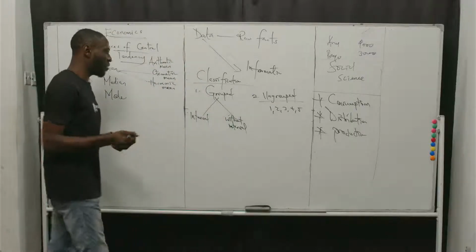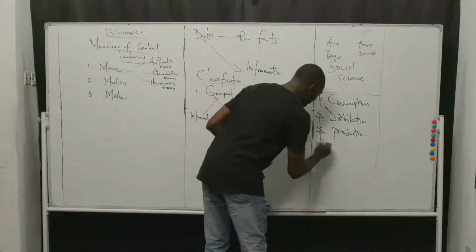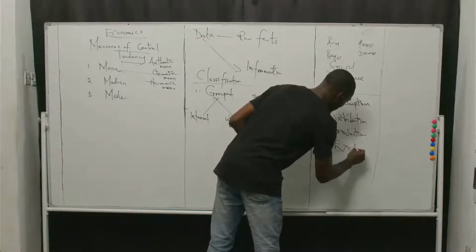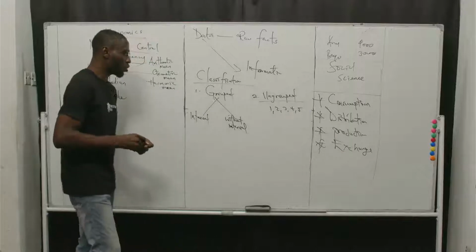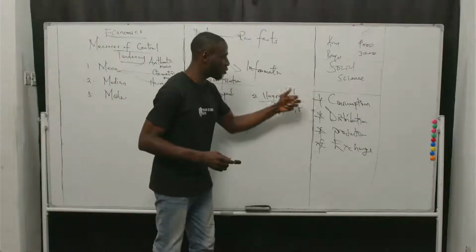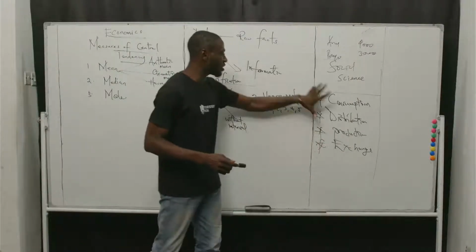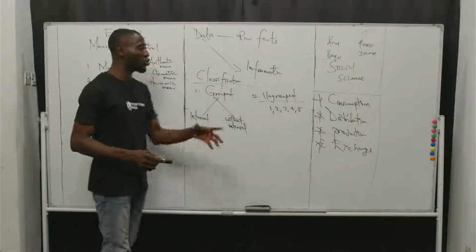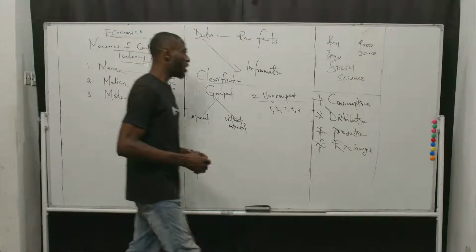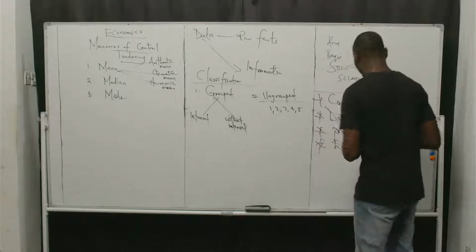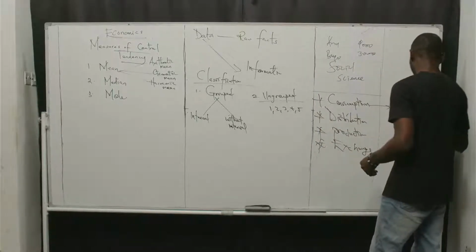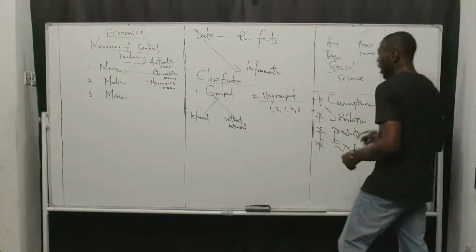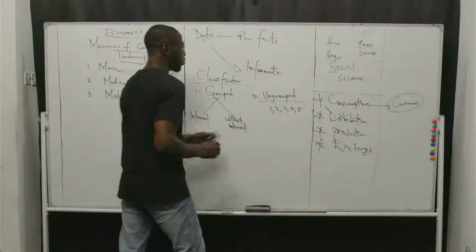Now I can even add one more, which is exchange. Exchange is very, very vital too. So we can have consumption, distribution, production, and exchange. These are the things you study about human behavior. Now, let's take consumption, because consumption really affects the consumers. Now let's see how mean, median, and mode can affect this.